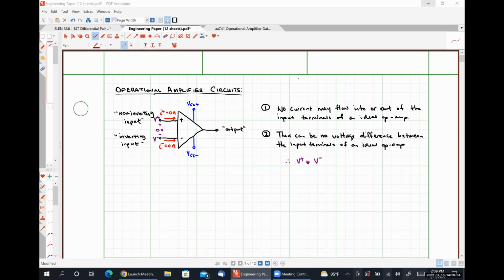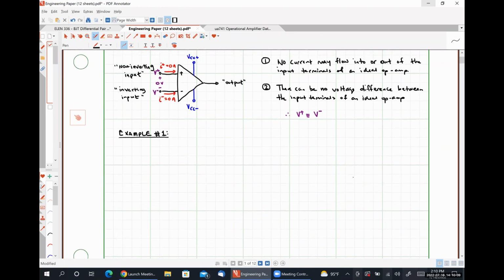All right, so we are now going to get into analyzing some op-amp circuits using these two rules, and then just our circuit analysis techniques that we have developed to this point. Okay. So let's start by analyzing the following circuit.